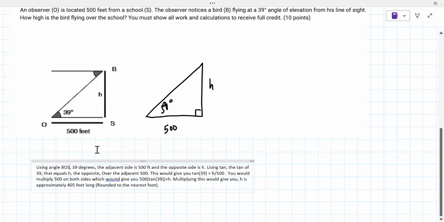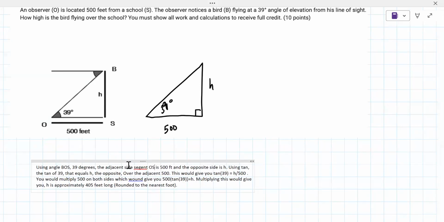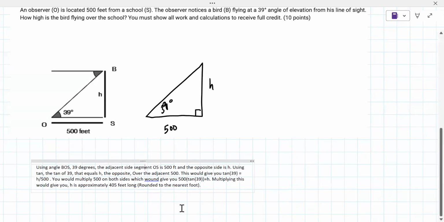The adjacent side is 500. So you might even say the adjacent segment OS is this, and the opposite segment BS is H, using tangent. The tangent of 39 equals H, the opposite, over the adjacent, 500. Multiply by 500, which would give you 405 equals H. Multiply H by 500. That's 405 feet, rounded to the nearest foot.